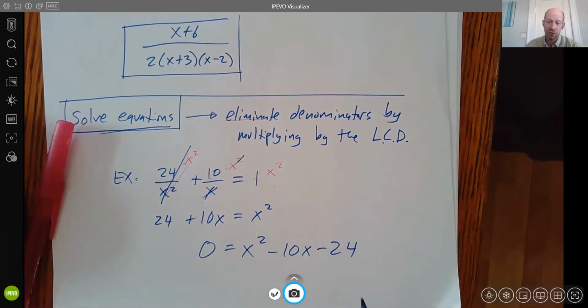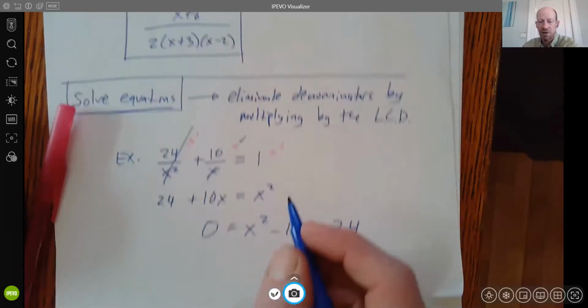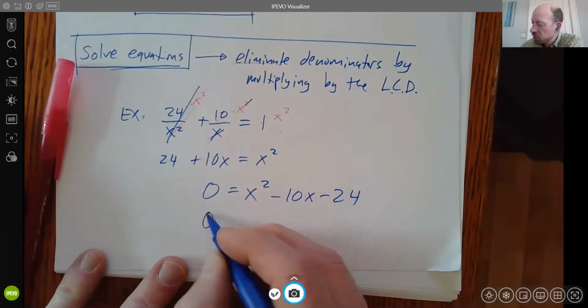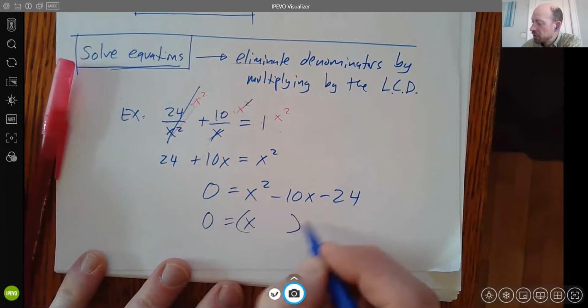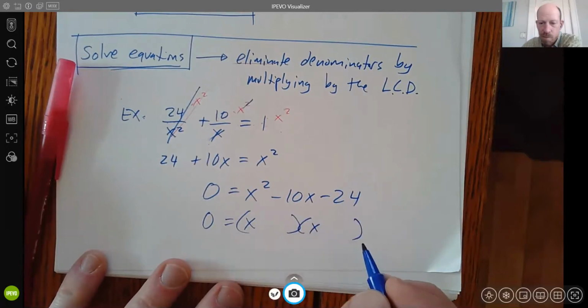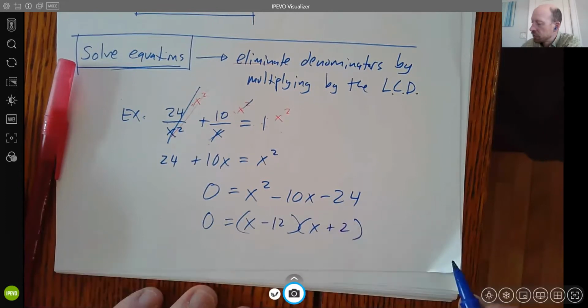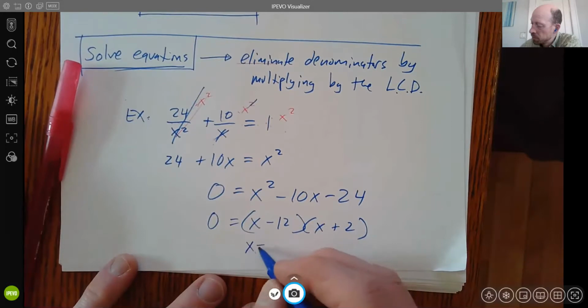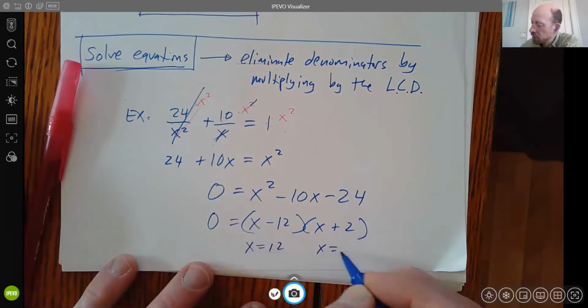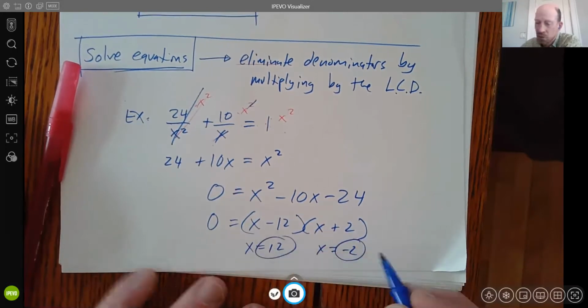So I want to set it equal to 0 and solve. Sometimes they'll just be linear. And we can solve that one even more directly, but here got it equal to 0, so I want to factor this. If I did this right, x minus 12 and x plus 2 work. So x equals 12 and x equals minus 2.